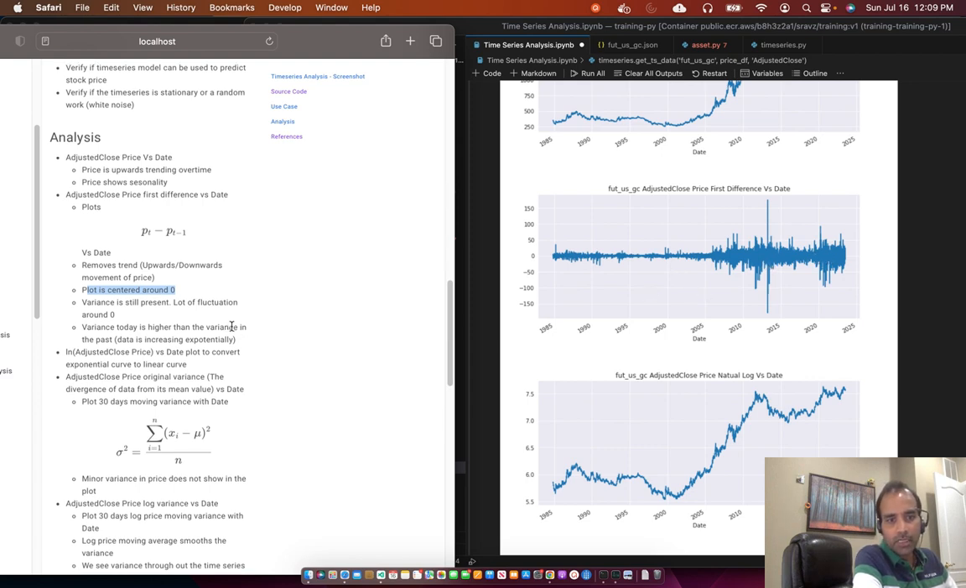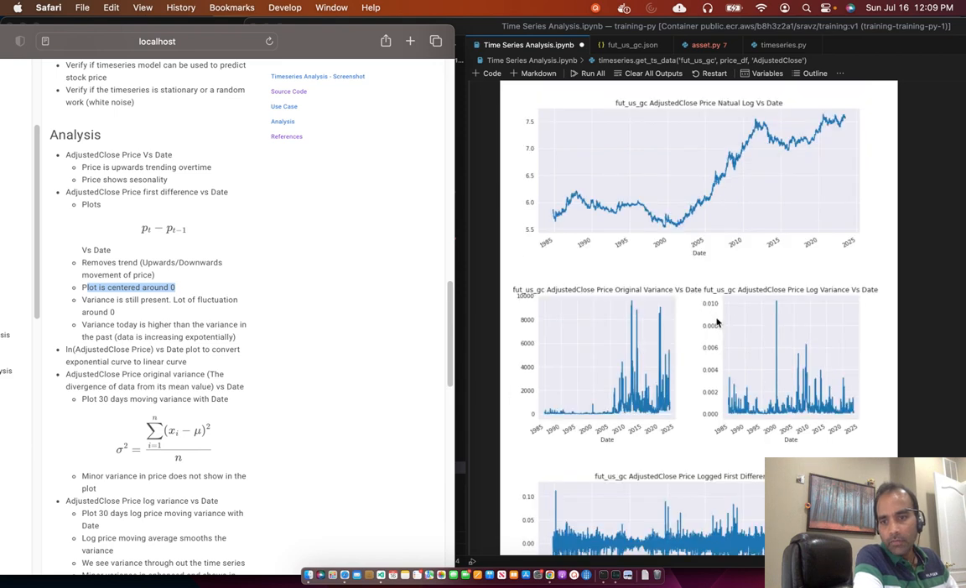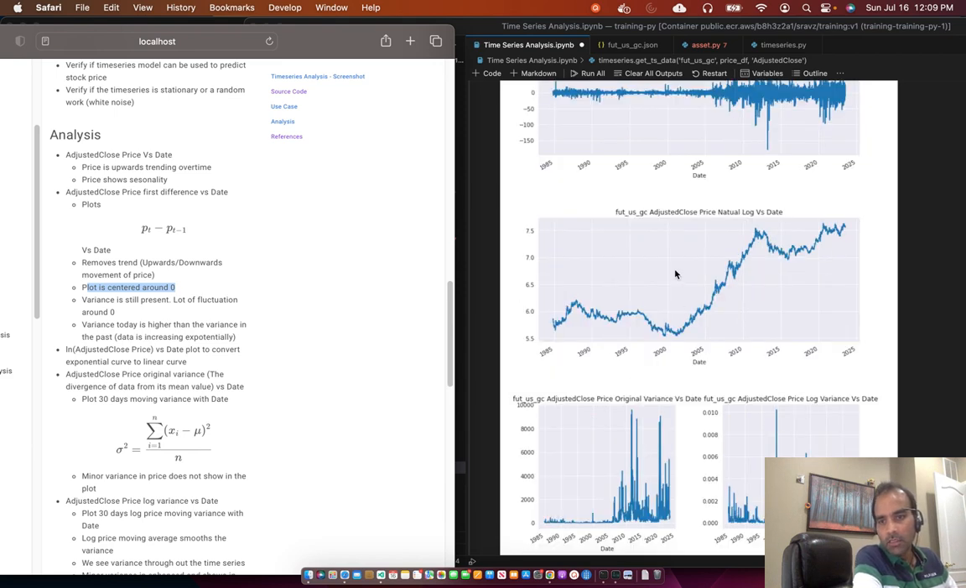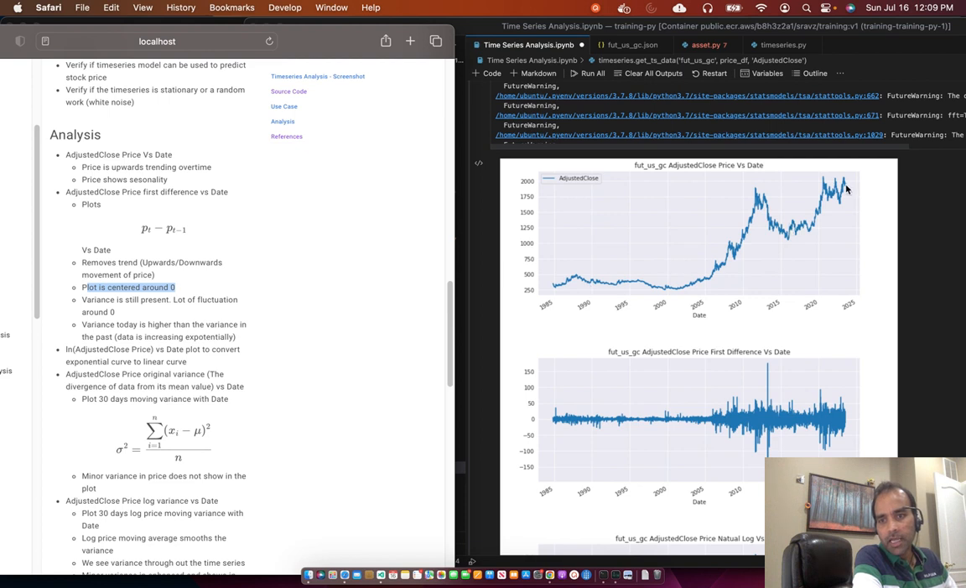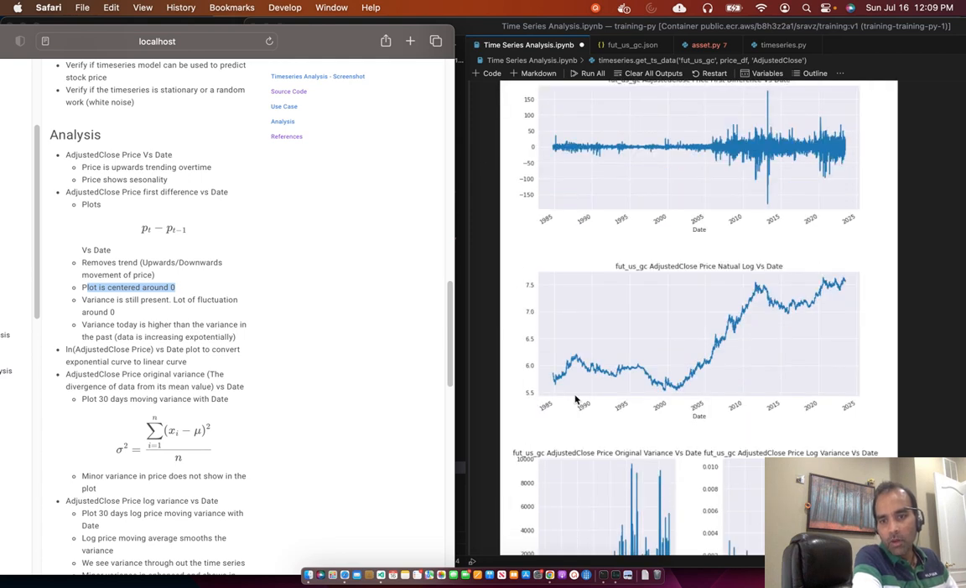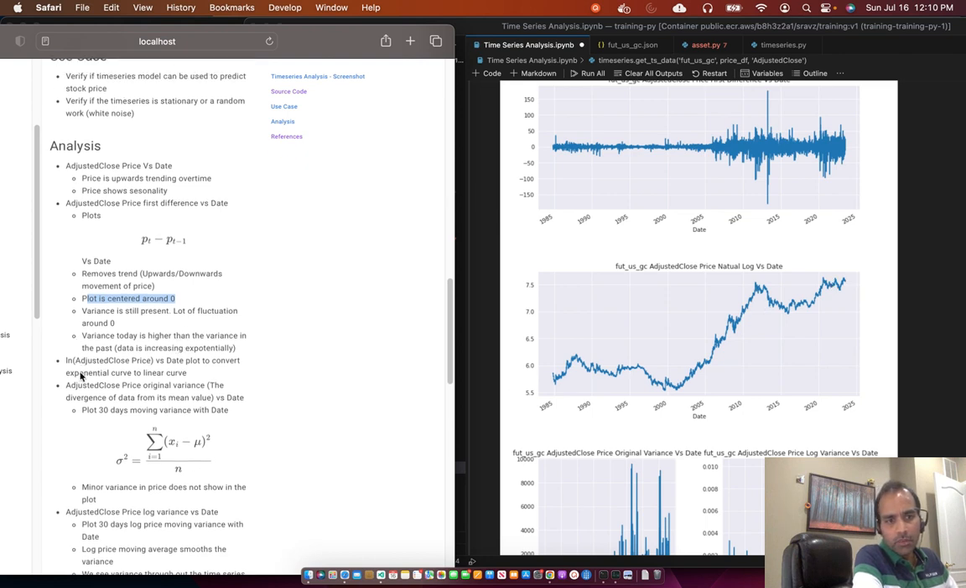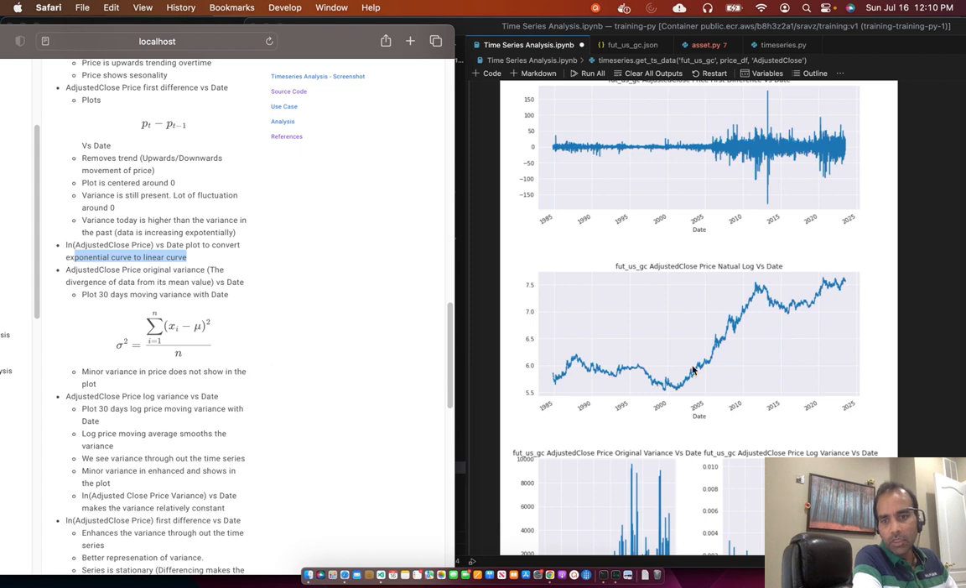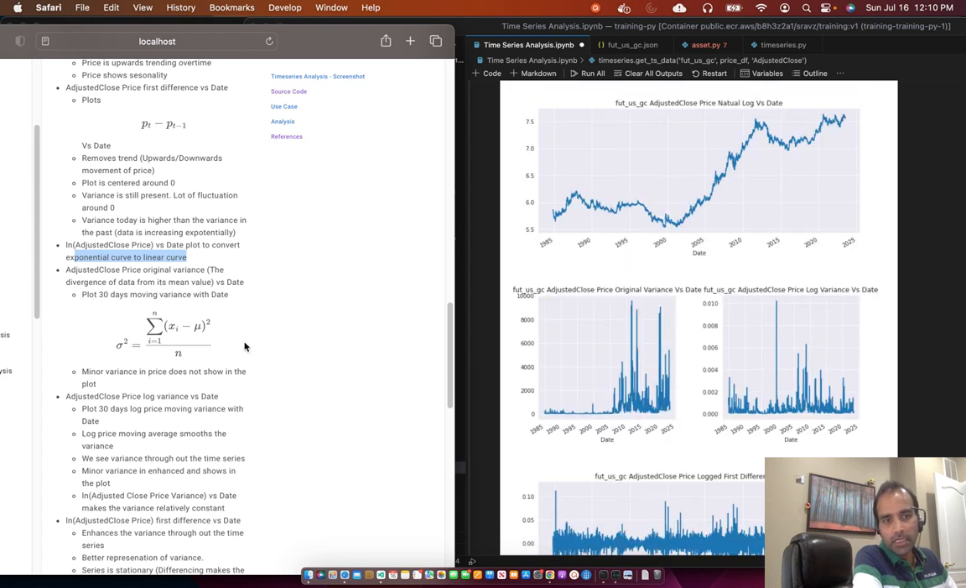To do that, we'll go through the variance again in these plots. Here, the plot is exponential, going from 250 to 1750. To smoothen out the plot on a linear scale, we take the natural log of the adjusted close price and plot it, which we did here. The natural log price versus date converts the exponential curve to a linear curve. And then to show the variance, we took a 30-day moving average variance in the plot here.